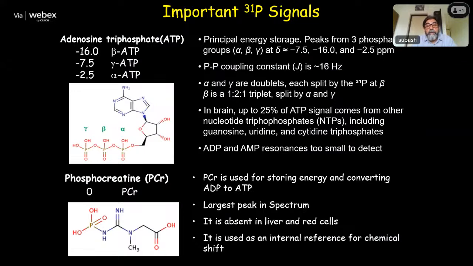Now, phosphocreatine is, as I told you, the energy reservoir, and it is taken as an internal reference. All the peaks are measured with respect to PCr. So PCr will always appear at 0 ppm, and all the other peaks are measured with respect to PCr. This is the largest peak in the phosphorus spectrum, and it is absent in liver and red cells. As I showed you in the liver spectrum, PCr was absent. It is used as an internal reference for chemical shift. Again, it is at 0, so all the metabolites are measured with respect to phosphocreatine.